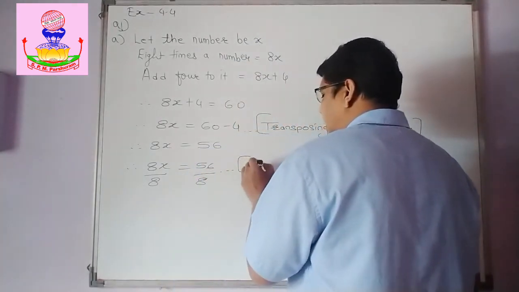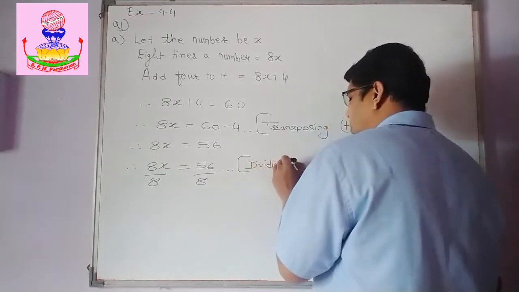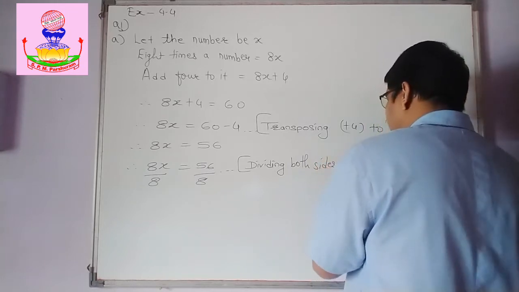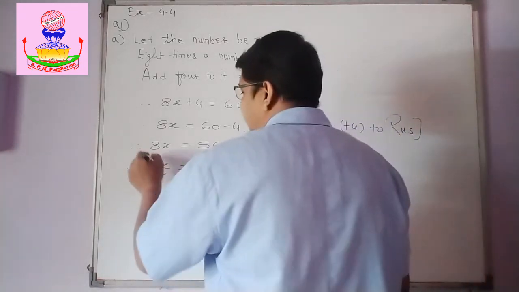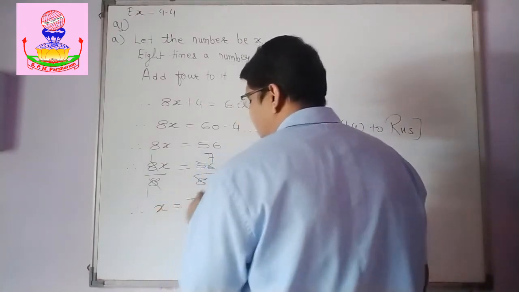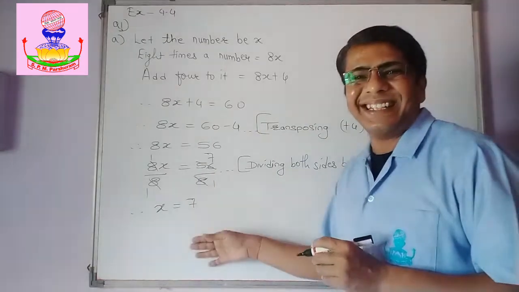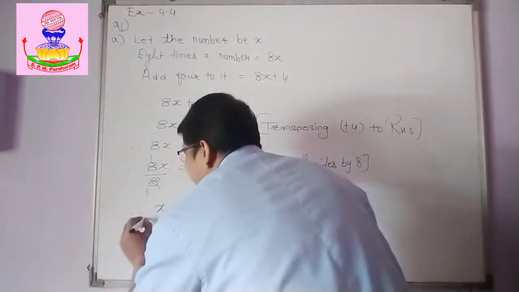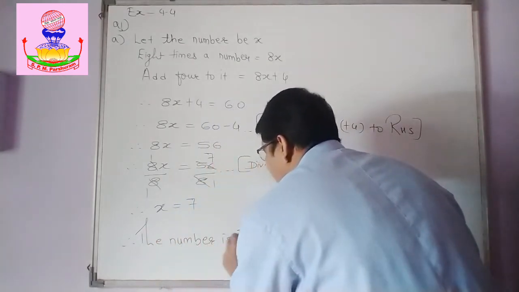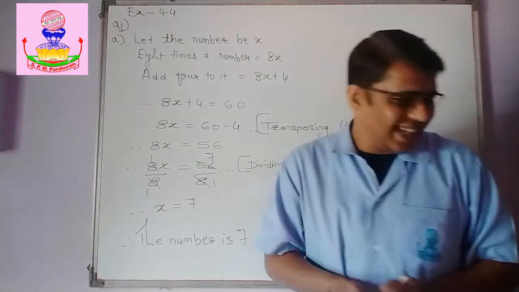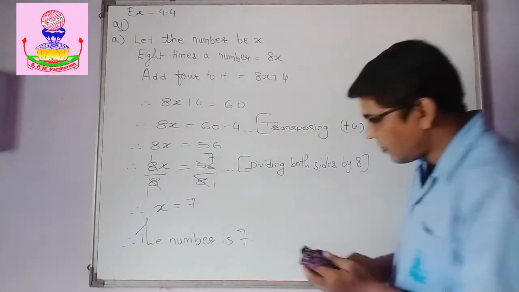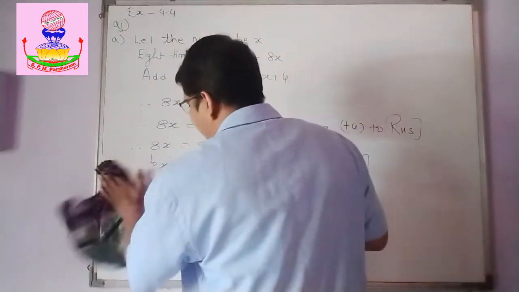What you did? Dividing both sides by 8. Okay? So 8 ones are 8, 8 sevens are 56. Therefore, x is equal to 7. So what is the number? Yes. Therefore, the number is 7. Okay? I hope you have understood. Now, next I am going to solve is B.